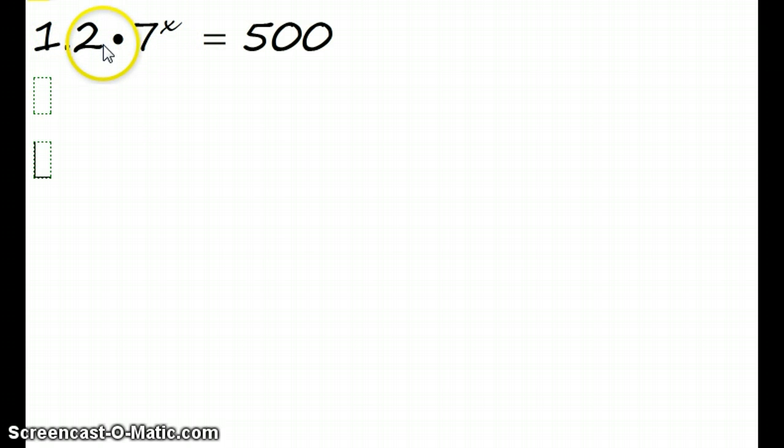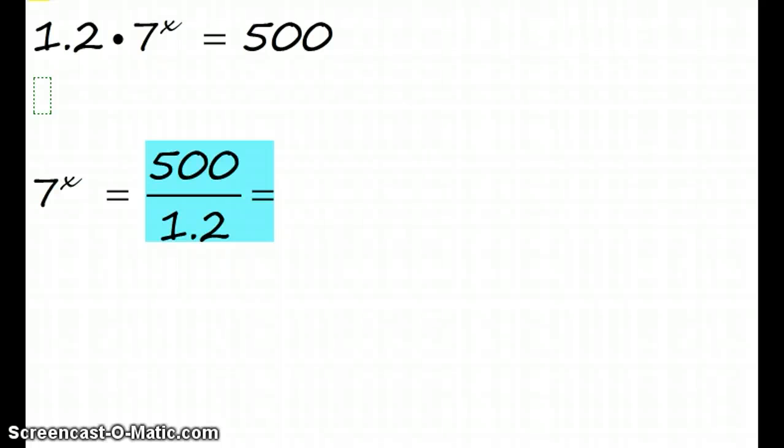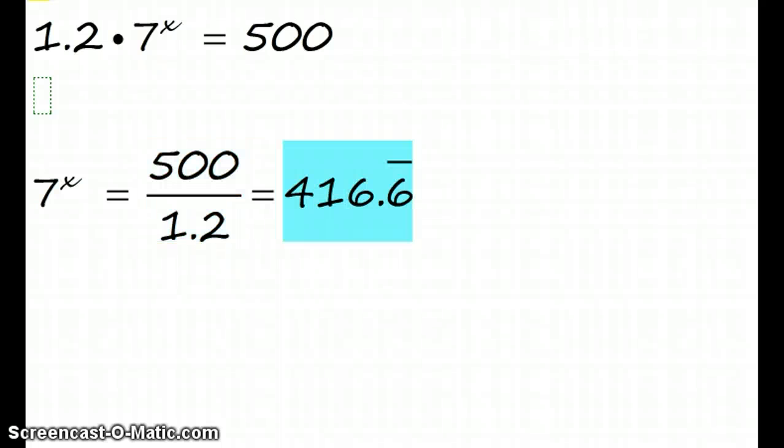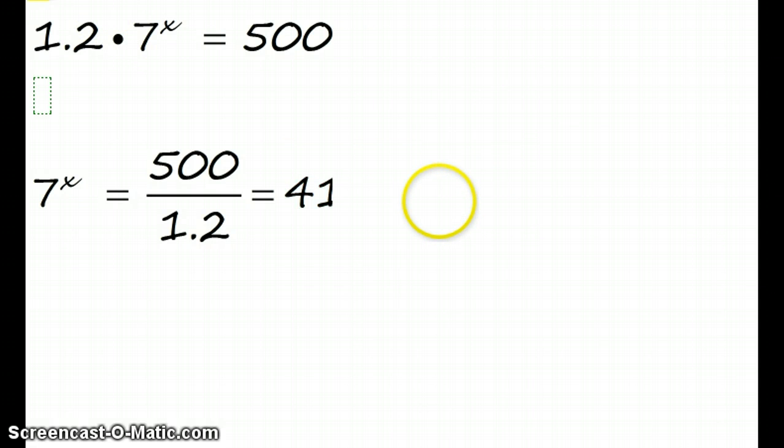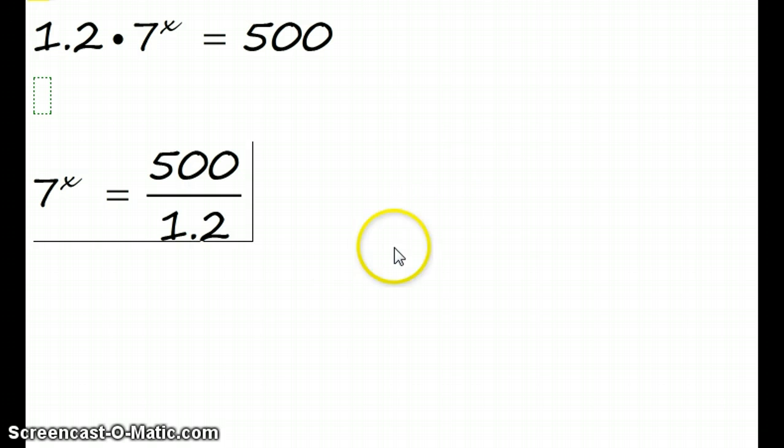So I am going to divide both sides of the equation by 500. And that's going to get us 7 to the x is going to equal 500 over 1.2. Now that comes out to be 416.6 repeating. Since we have a decimal that does not terminate, one of the things you could do is, instead of using the 416.6, we can just leave this in our calculator.